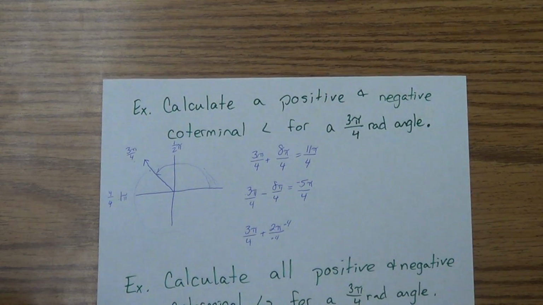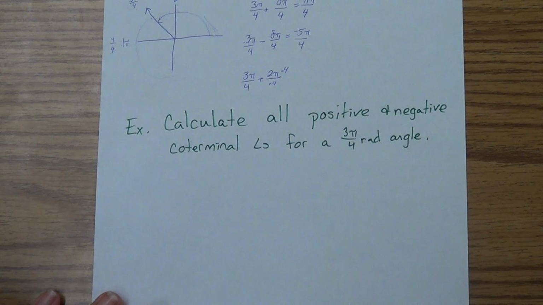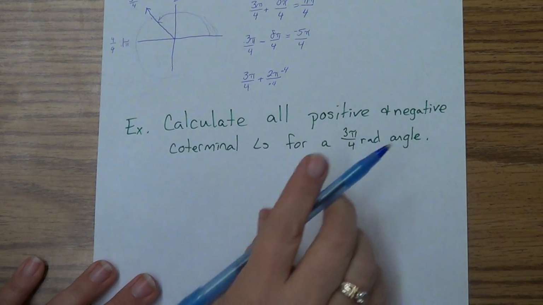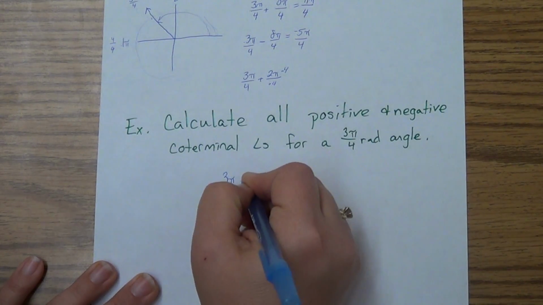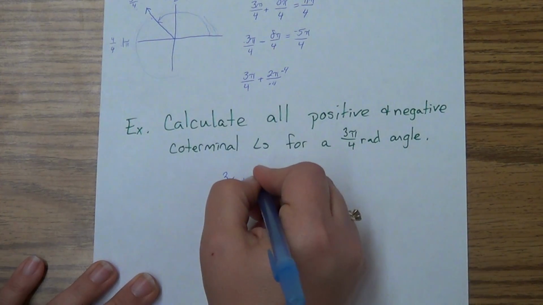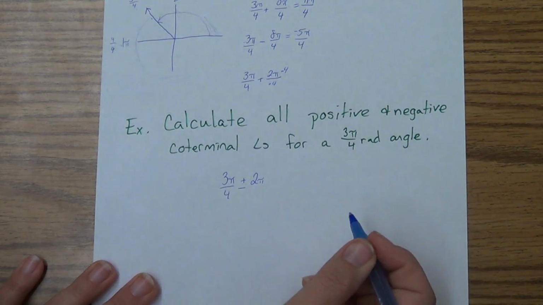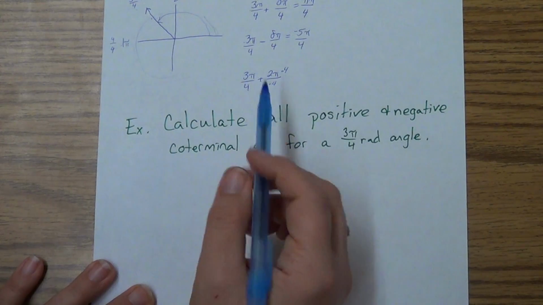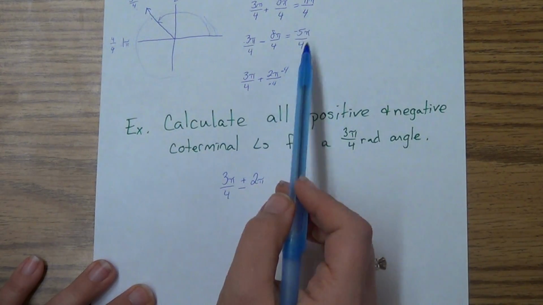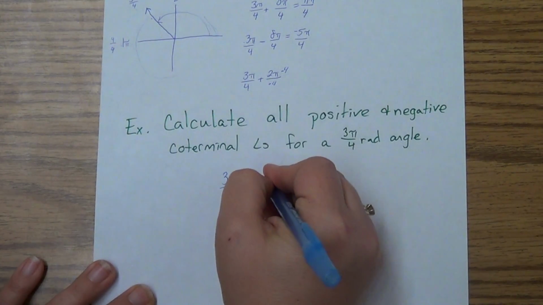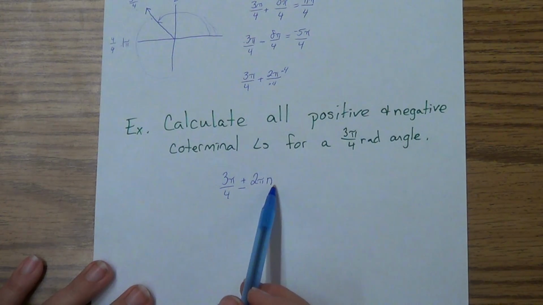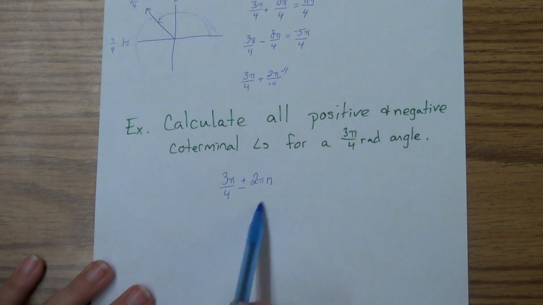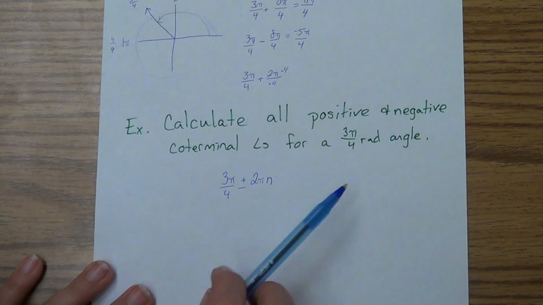All right, calculating all positive and negative coterminal angles. So we start off with our 3 pi over 4. We add and subtract our 2 pi. But again, that's only going to give us 2 of them. That's only going to give us these 2 that we learned up here. In order to get all of them, we want to be able to spin around the circle more than one time. So we need that n there showing us that we could spin around the circle multiple times.